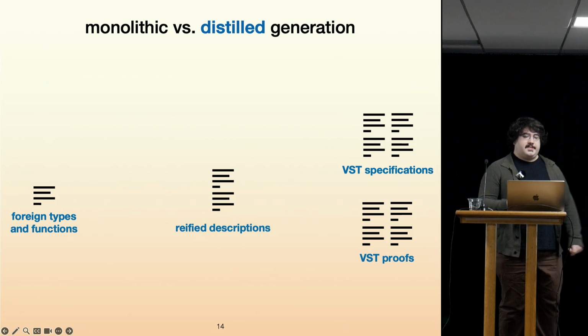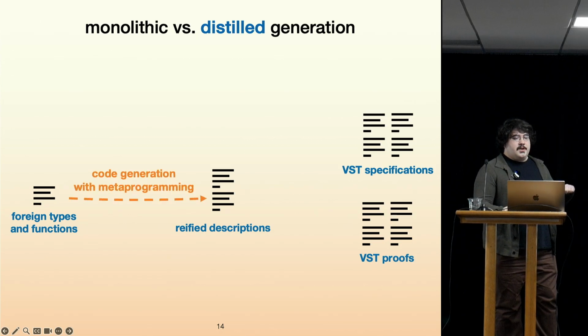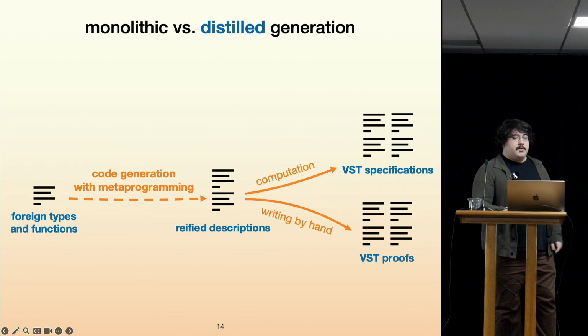So here's what we suggest instead. We come up with an intermediate representation, that is reified descriptions. We can generate these descriptions using compile-time metaprogramming. But for the rest, we don't need compile-time metaprogramming. We can write Coq functions that take these descriptions and compute whatever it is that we need. This way, we isolate the metaprogram to the first half of generation, or we can write VST proofs with these abstractions, which makes them easier to write.